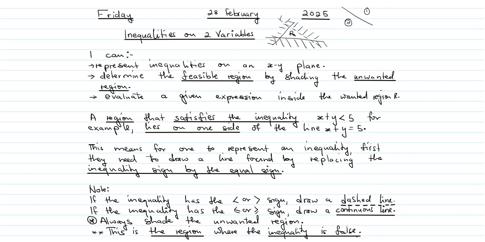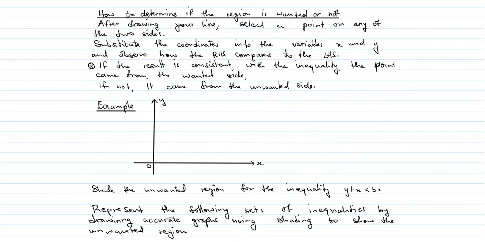How do you know it's false? You will work it out. There is a procedure to determine whether it is false or not. That's where we are going now. So this diagram stands solely to explain how you determine whether a region is the wanted or the unwanted one. So how do you do it?